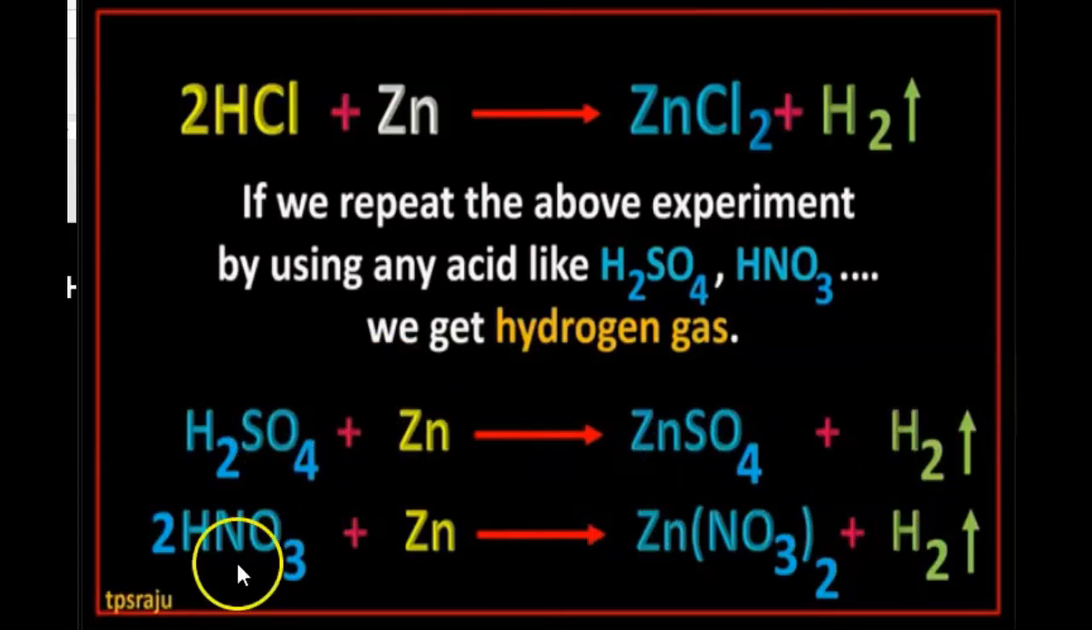In the same way, when you react with nitric acid HNO3, you will get Zn(NO3) twice. Why this NO3 twice? Please go and watch the previous video about how to write a chemical equation, chemical formula. And H2 gas gets evolved.